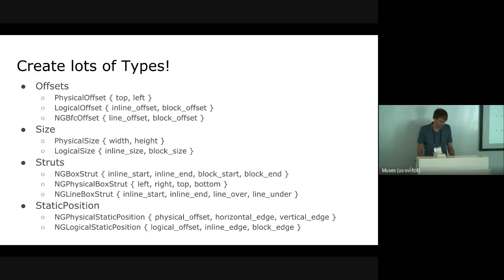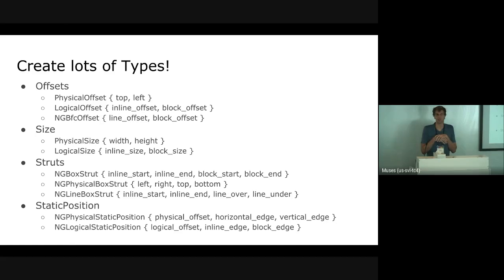The other piece of advice I would give you if you went down this re-architecture path is create a bucket load of types. Types are good. If you've ever worked in the old code base, you know that we've probably not got as many types as we should. For example, there's an object called LayoutRect, which is used for positioning and size. It's used for everything, and you never know which writing mode it's in.